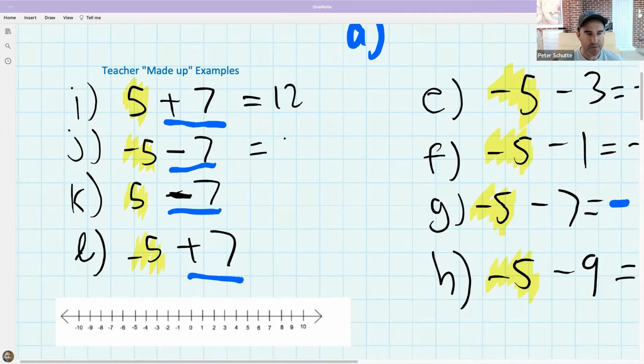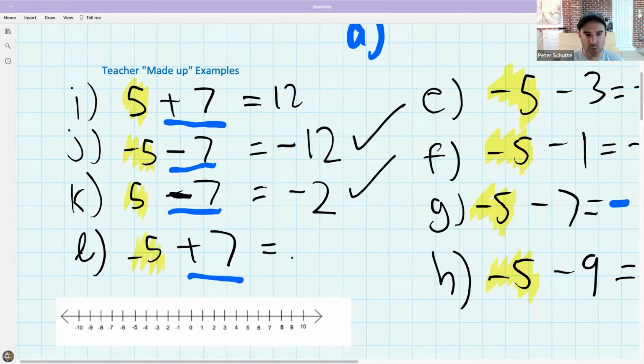Sir, I want to answer. Go for it. What's J's answer? J's answer is -12. K's answer is -2. Hold on, -12 is correct. Then K is -2, and then the last one is 10. Okay. You are completely right on these 2, Murdy. I just want to give a little bit of feedback on the last one.